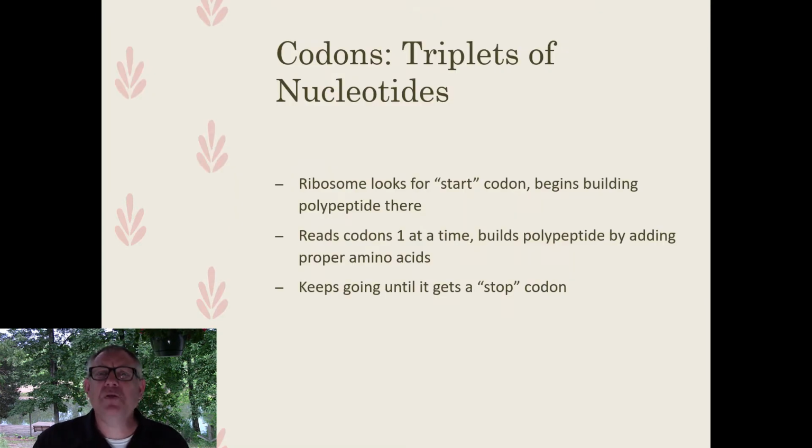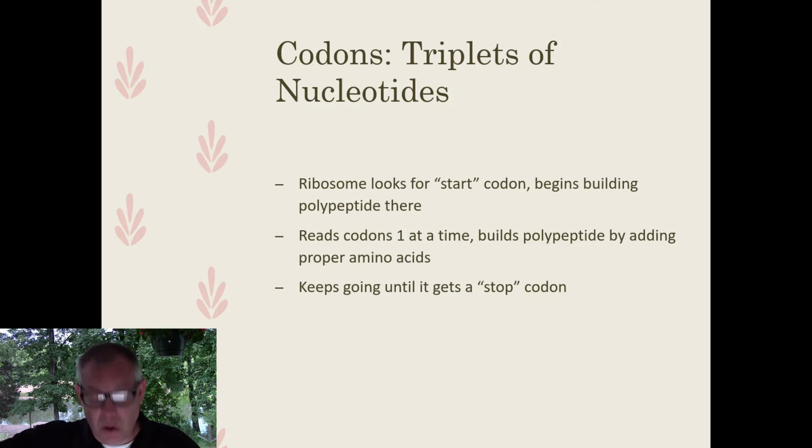Okay, so we mentioned there's a start codon. That's what the ribosome looks for. It looks for the start codon, and it starts building the polypeptide there, one amino acid at a time. And so you read the codons one at a time. Each one represents a single amino acid that gets added to the growing polypeptide. And then you eventually hit a stop codon. The ribosome lets go. Now you've got a polypeptide.